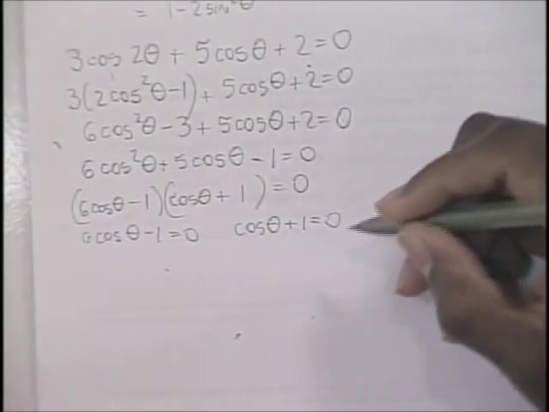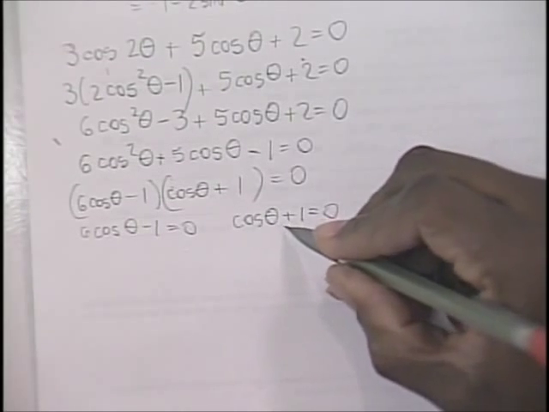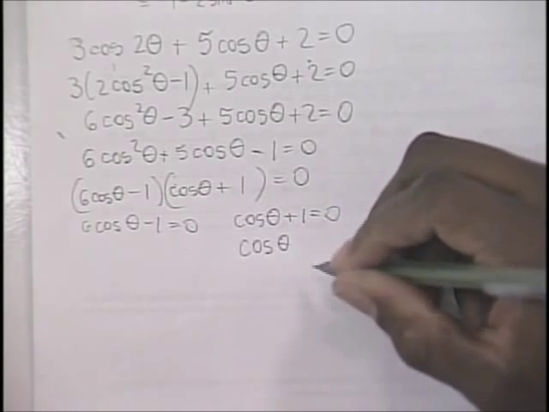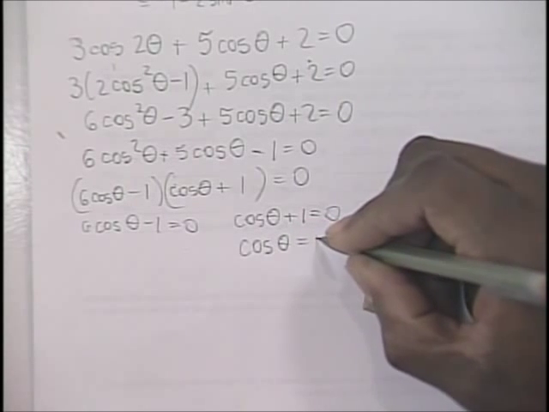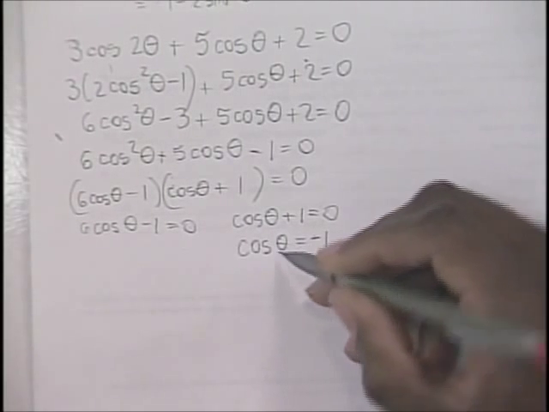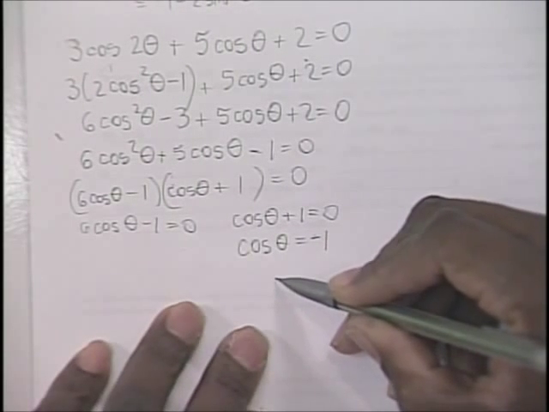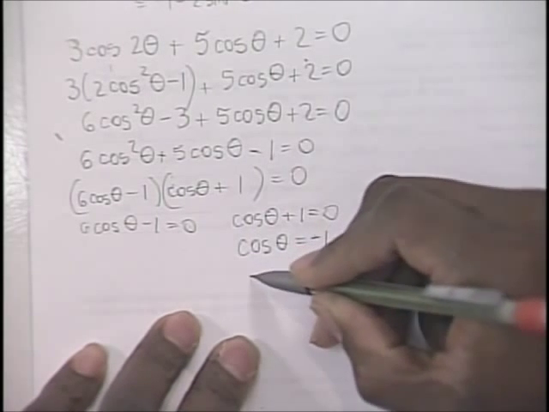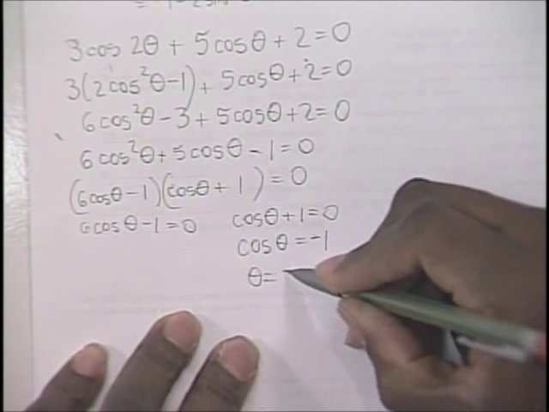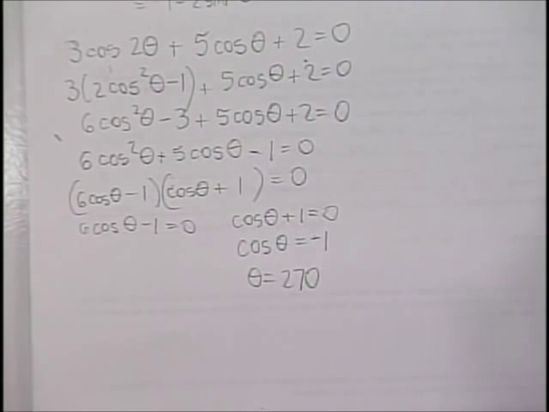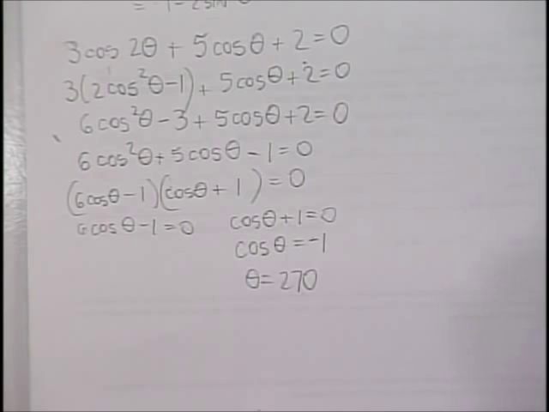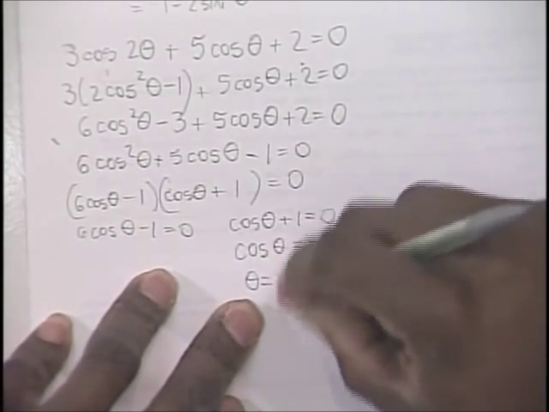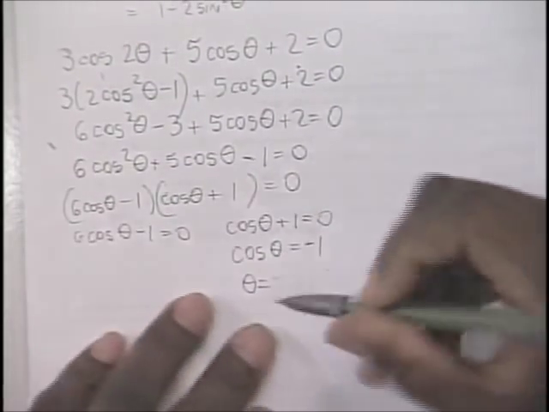All right. Now this one's the easiest to solve for. Let's subtract the 1. Cosine theta is equal to negative 1. And the thing you'll discover is that the answer to that is theta is equal to 270. Cosine theta is negative 1. Forgive me, that's 180. Sorry about that. Cosine theta equal to negative 1 is 180.